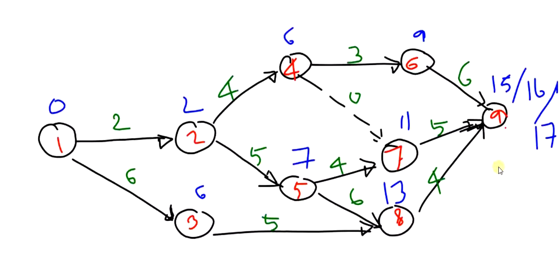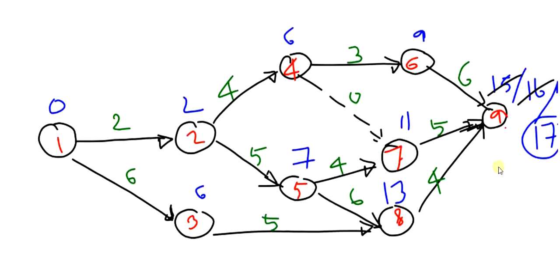Okay, so out of these three, we have to consider the largest one. So 17 will be the final value of TE for event number 9, the end event. 15 and 16 are being discarded, and 17 will be the final value of TE. Okay, so these are the values for TE of all the events. We got all the TE values.